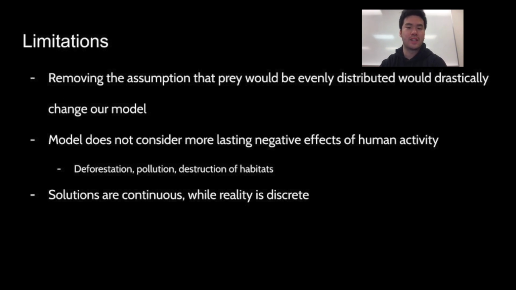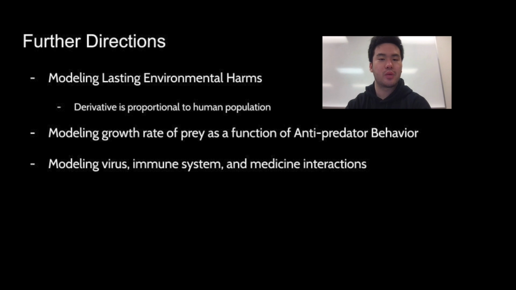We found that removing the assumption that prey would be evenly distributed would drastically change our model. Our model also does not consider more lasting negative effects of human activity. Solutions to our model are continuous, while reality is discrete, which could make it hard to determine extinction. In the future, we'd like to model lasting environmental harms, model growth rate of prey as a function of anti-predator behavior, and use our model to model virus, immune system, and medicine interactions.